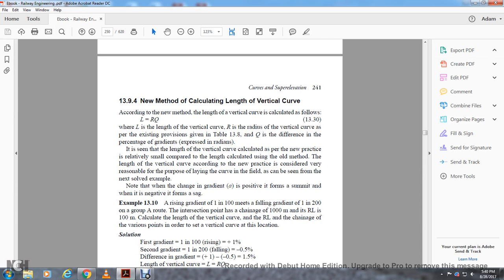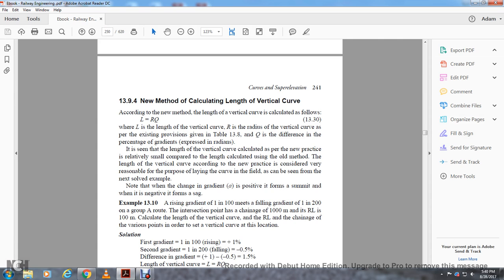Alright, 1394, the new method of calculating the length of the vertical curve. According to the new method, the length of the vertical curve is calculated as L equals R times Q, where L is the length of the vertical curve, R is the radius of the vertical curve as per existing provisions, and Q is the difference of the percentage gradients expressed in radians. It is seen that the length of the vertical curve calculated by the new practice is relatively small compared with the length calculated using the old method. The length of the vertical curve according to the new practice is considered very reasonable for the purpose of laying the curve in the field, as can be seen from the next solved example.